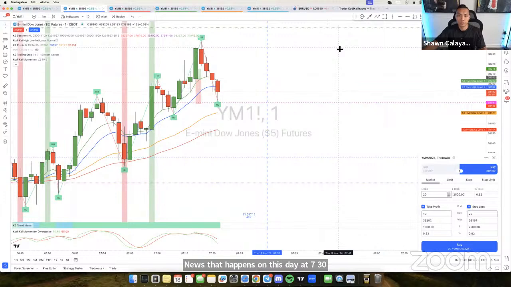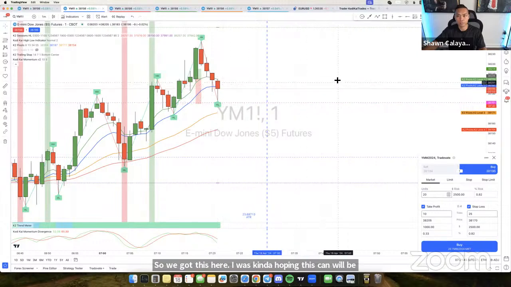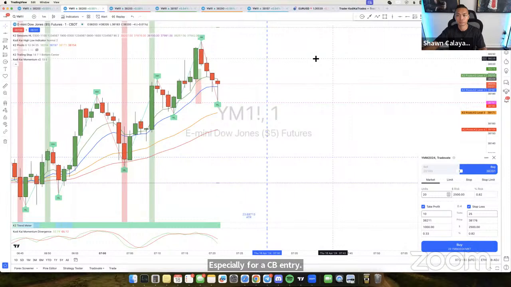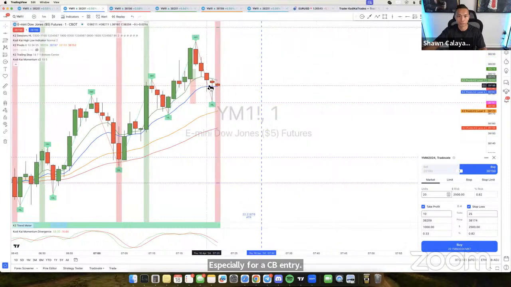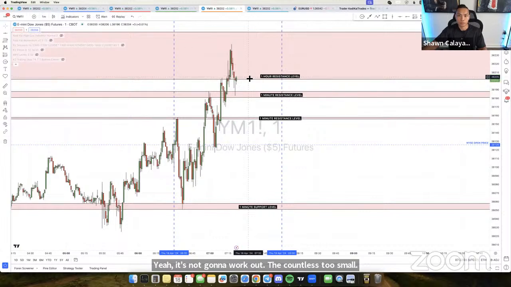So we got this here. I was kind of hoping this candle would be a little bigger, because if it's too small it's not going to be very useful to us, especially for a CB entry. Yeah, it's not going to work out. The candle's too small. All right, so got nothing else here.